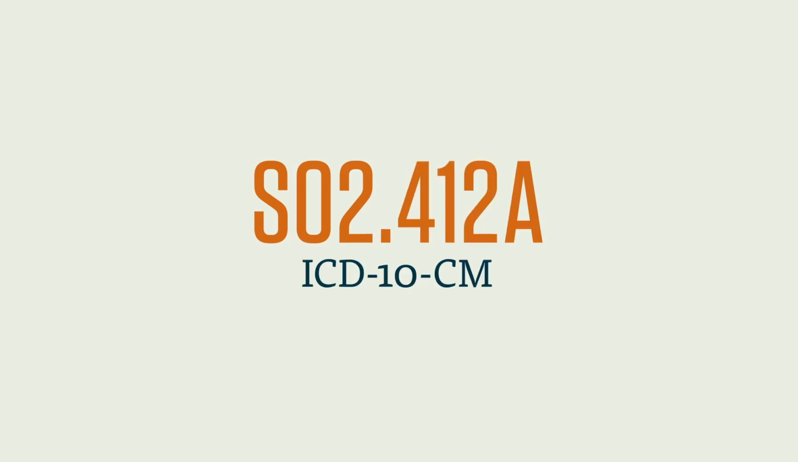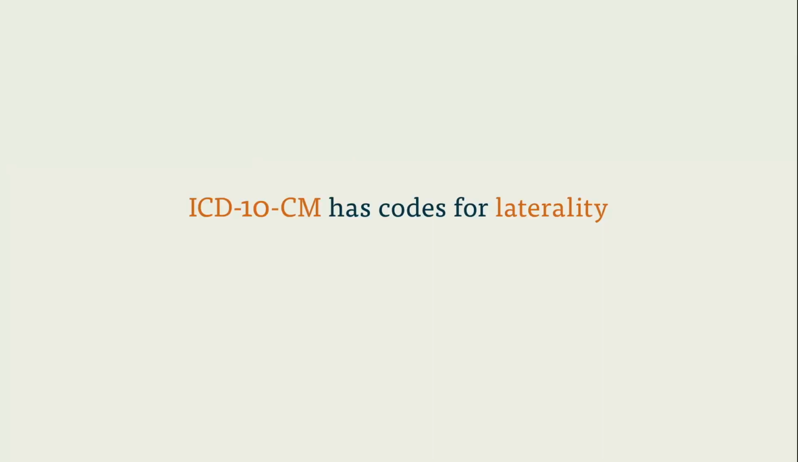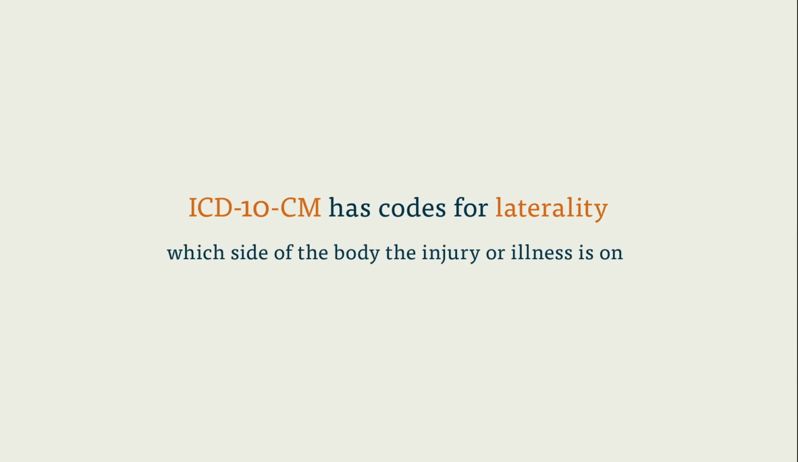ICD-10-CM codes feature up to 3 subclassifications. These extra subclassifications allow ICD-10-CM to feature much more specific information about the disease or injury described in the diagnosis. ICD-10-CM, for example, has codes for laterality, which side of the body the injury or illness is on.